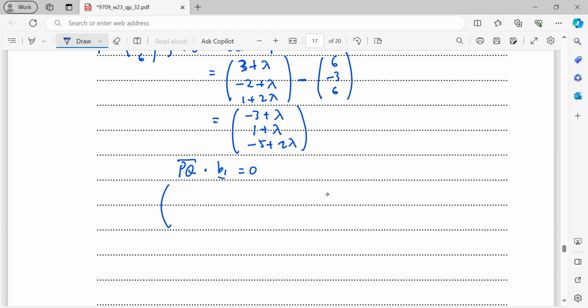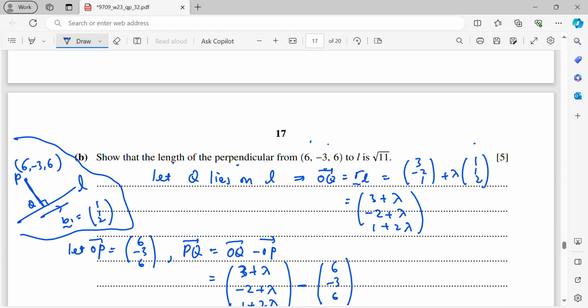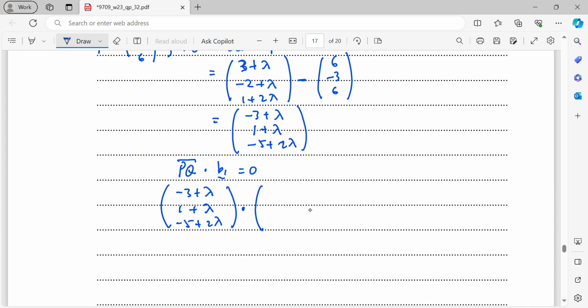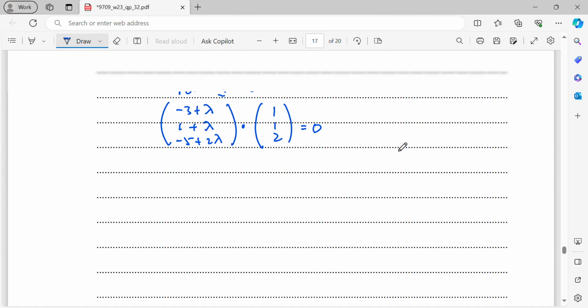So I will write minus 3 plus lambda, 1 plus lambda, minus 5 plus 2 lambda dot B1, the direction vector in the line L, which is 1, 1, 2. Okay, now you want to show that the length of the perpendicular from P to L is square root 11. That means you want to show the length of PQ is square root 11. So I have to find PQ first. Before I get the vector PQ, I need to find lambda because my PQ depends on lambda.